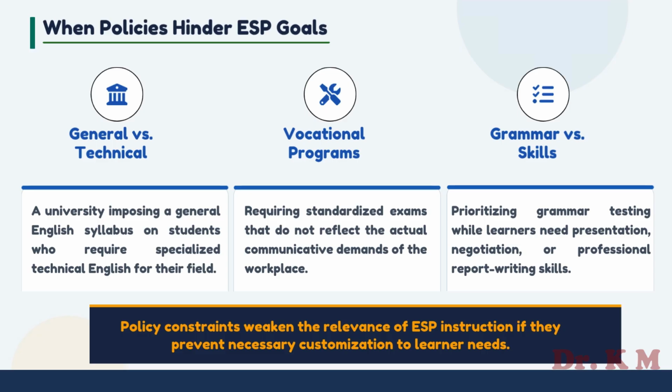For example, a university may impose a general English syllabus on students who need technical English. A vocational program may require standardized exams that do not reflect workplace communication. An institution may prioritize grammar testing, while learners actually need presentation, negotiation, or report writing skills. These policy constraints can weaken the relevance of ESP instruction if they prevent customization.